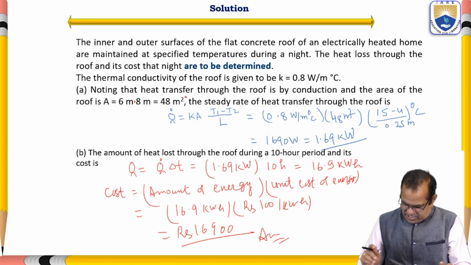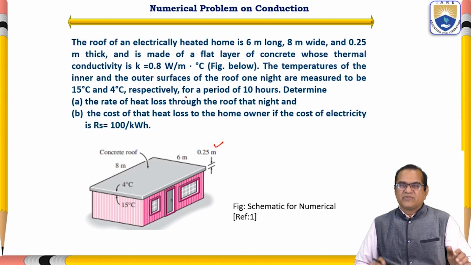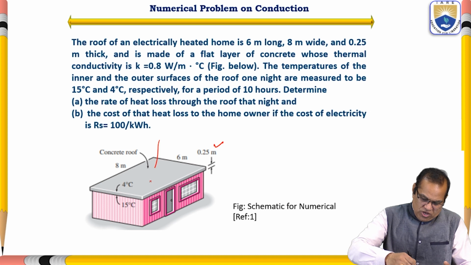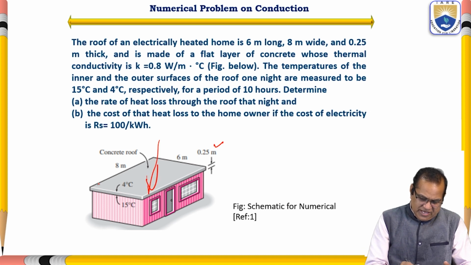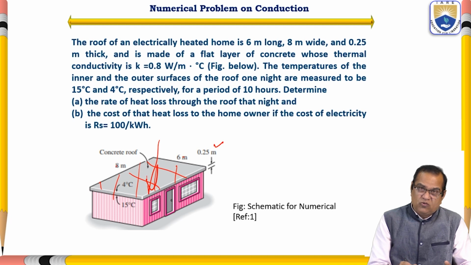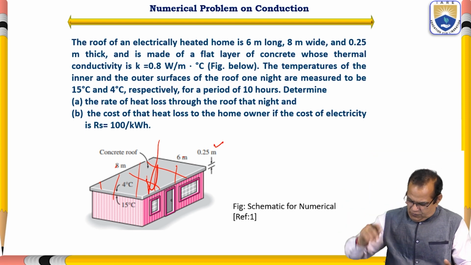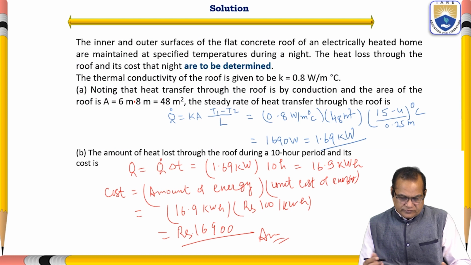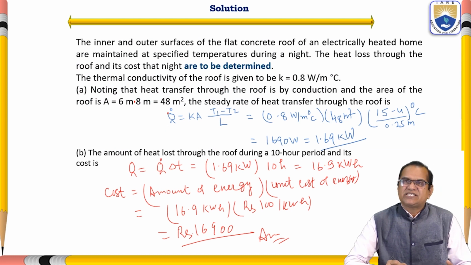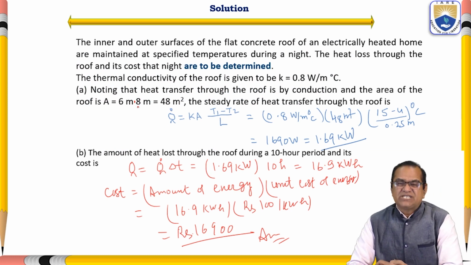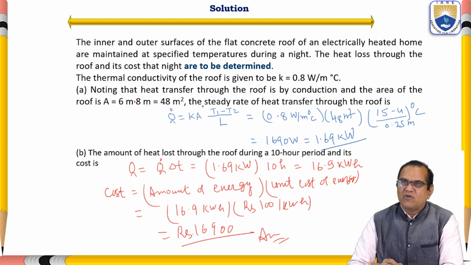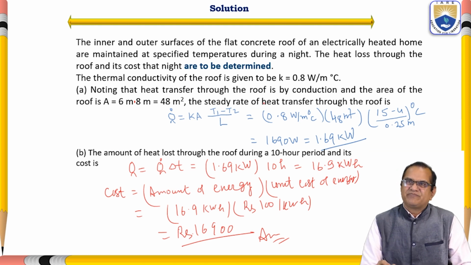It is perpendicular. If you see the previous diagram, here it is going from here to here, so the area will be this whole area. So it is 6 into 8, not this 6 into 0.25 or 8 into 0.25. We have to find the area perpendicular to the heat flow through the roof. So here the area is 6 into 8, equal to 48 meter square.